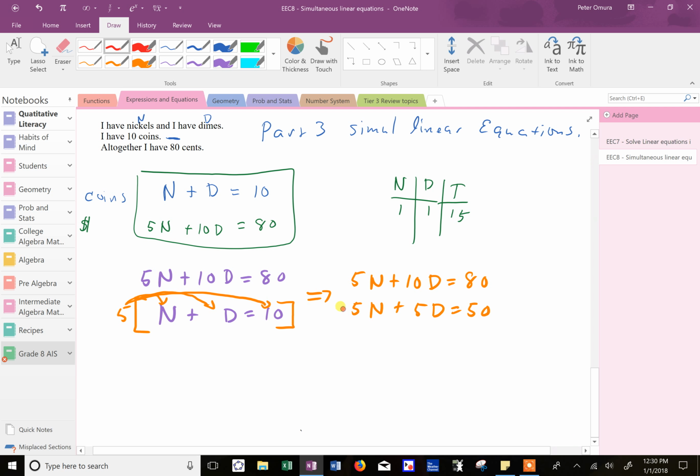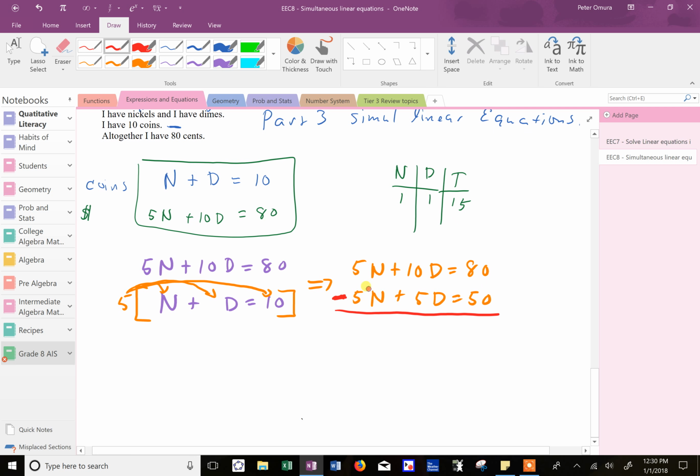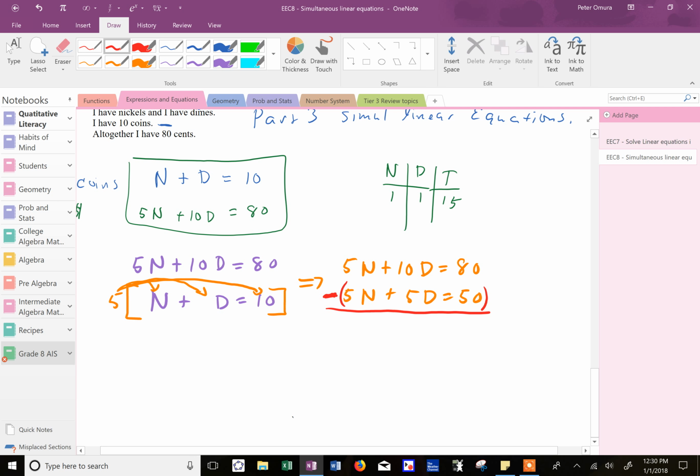Now here's where it gets a little tricky. I'm going to subtract. But when I subtract, I'm going to subtract the entire bottom from the entire top. The bottom equation from the top equation. 5n minus 5n is 0n. I don't have any nickels now. 10 dimes minus 5 dimes leaves me with 5 dimes. 80 minus 50 leaves me with 30. And it's really important to keep everything in line.